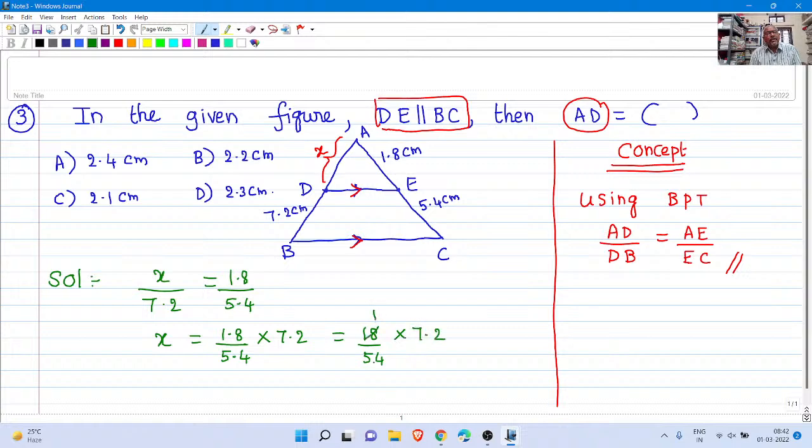18 ones are 18, 18 threes are 54. Okay, am I correct now? So that means 1/3 of 7.2. Divide 7.2 by 3. What do you get now? 3 twos are 6 and 1.2, 3 fours are 12. So that means 2.4 centimeter is our answer. 2.4 is option A, the right option.